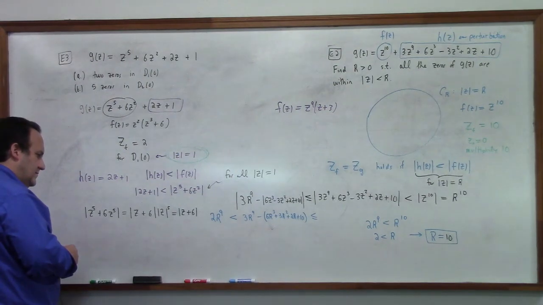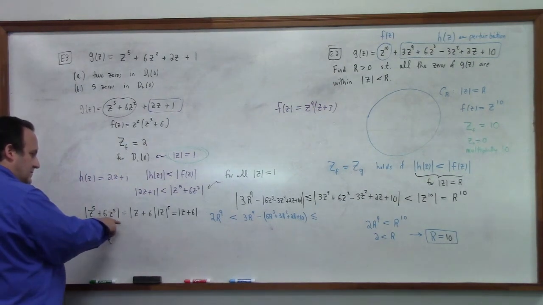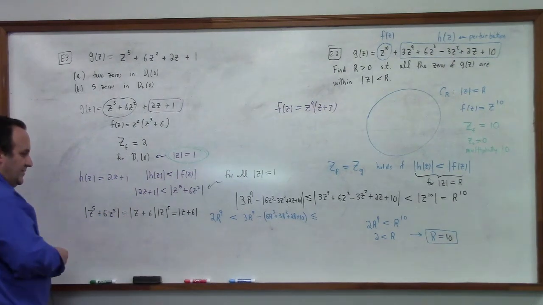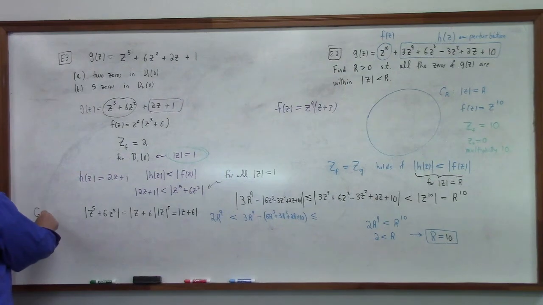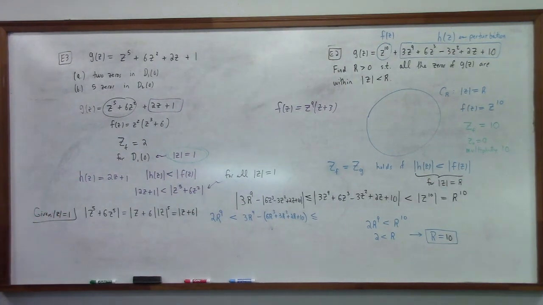I'm sorry? Z to the 5 plus 6z to the 5th is greater than z to the 5th plus 6z squared. Why? The way you set it up. This is an equality. This is given, modulus of z equals 1. Well, I'm asking how do you know the modulus of z to the 5th plus 6z to the 5th is smaller than z to the 5th plus 6z squared?